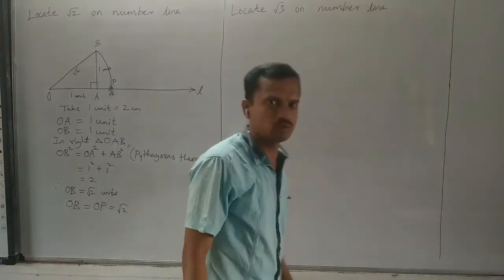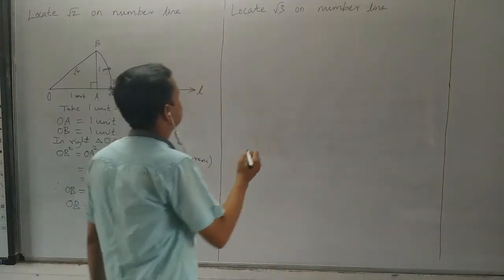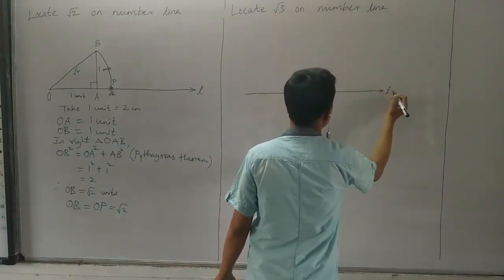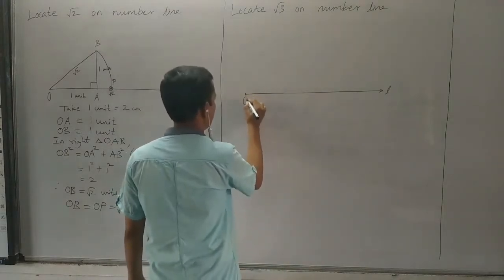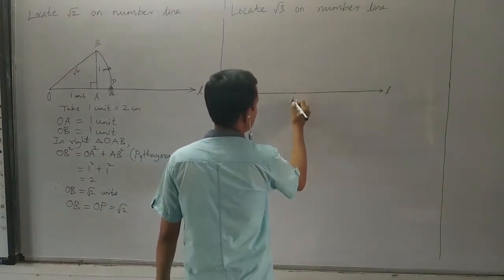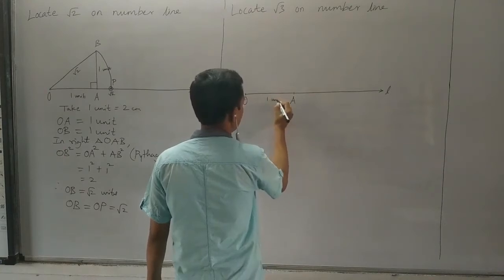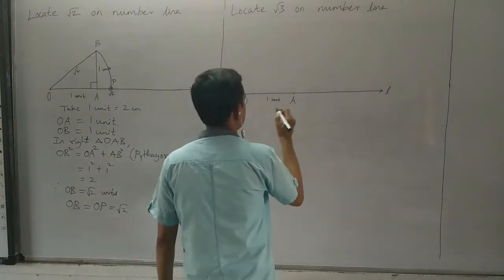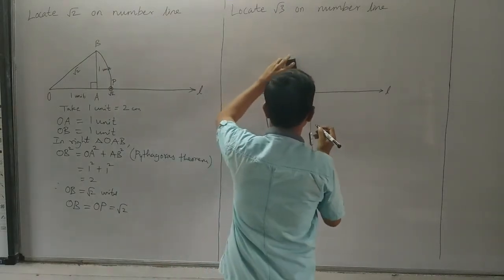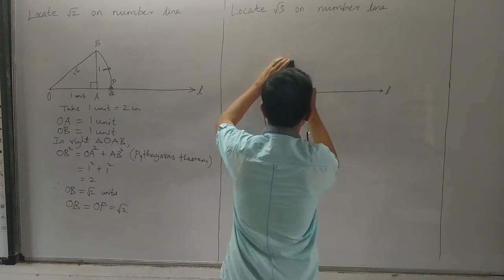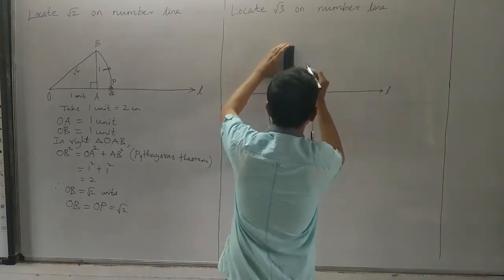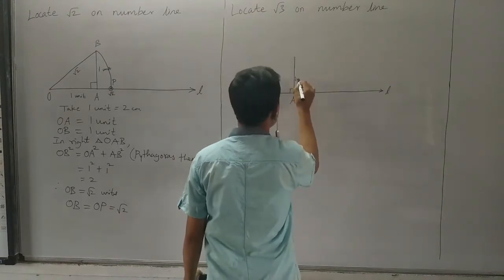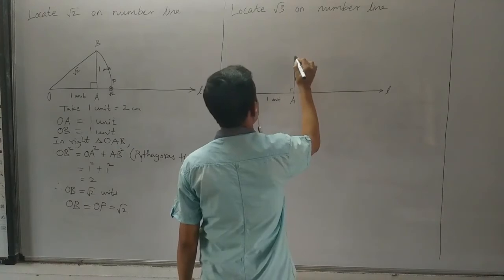But one more step we have to do. So the same one. You take the number line L and write it as O. Take 1 unit as A, OA, 1 unit. And we proceed the same thing. Take a perpendicular. This also is 1 unit. And you join.